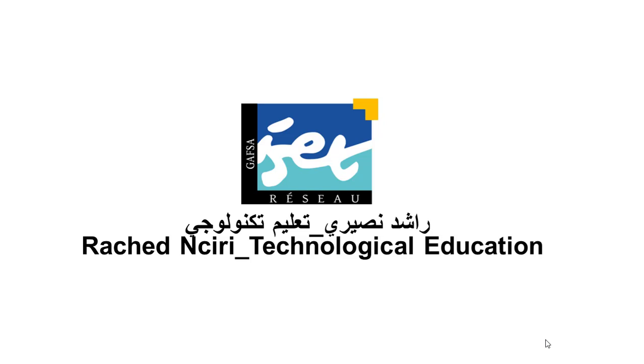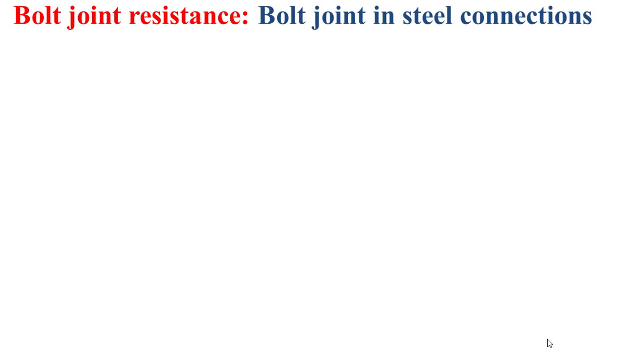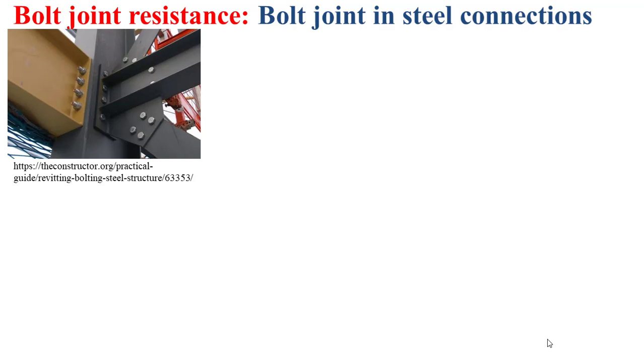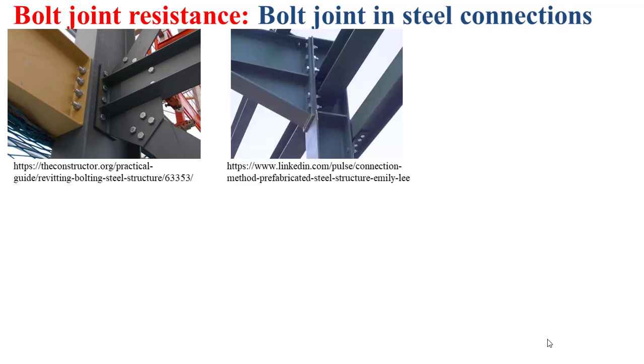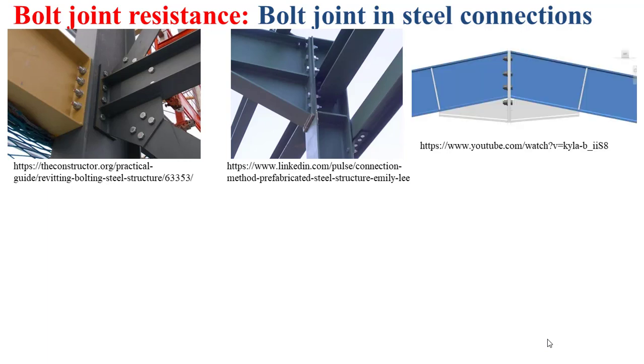Okay, let's go. Well, first of all, note that the bolt joint is widely used in steel connections, such as the connections between beams, columns, and bracing, the haunch connection, the apex connection, also the base plate connection, and other types of steel connections.